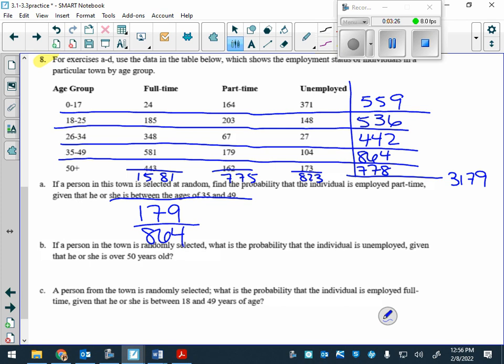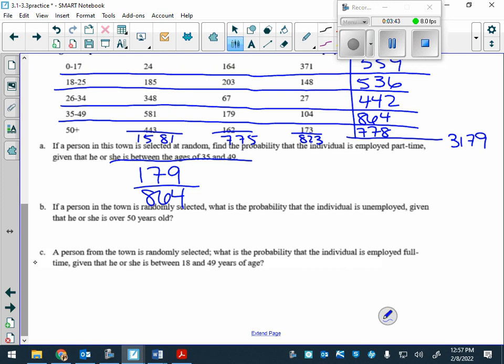Then you look out of those ages between 35 and 49, how many of them were employed part-time. Now the next one, if a person in town was randomly selected, probability that an individual is unemployed given he or she is over 50. Go ahead, Grace. Excellent. 173 over 778. Okay. So again, very basic in terms of given problems, the conditional probability.